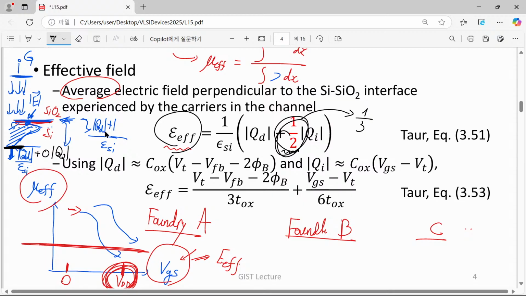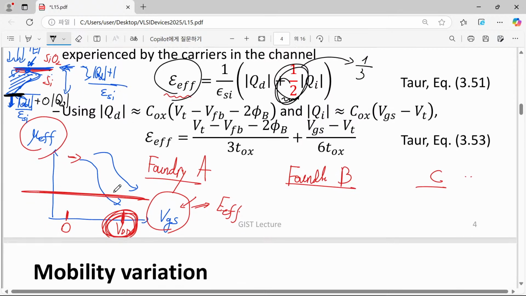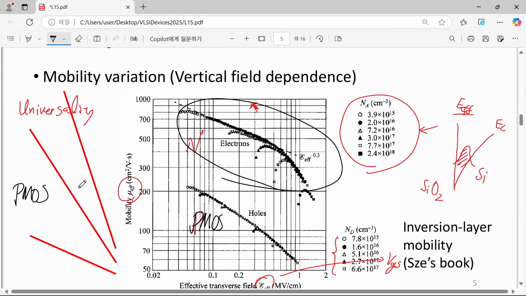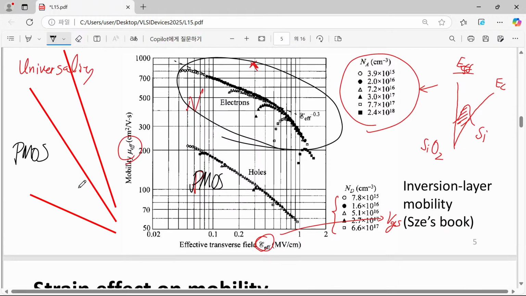So why do we have one half and one third for this weighting factor? Well, there is a certain theory about why we have to have a half and a third, but I think that is beyond our lecture contents. Anyway, now people understand that for P-MOSFETs, we have to use 1/3 as a weighting factor, and after that we will get quite a beautiful universality curve.